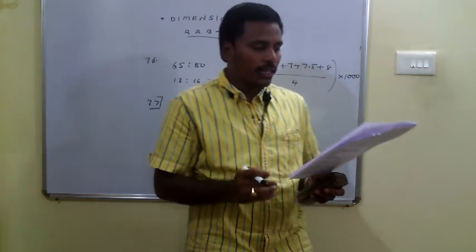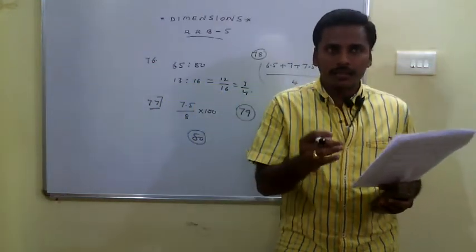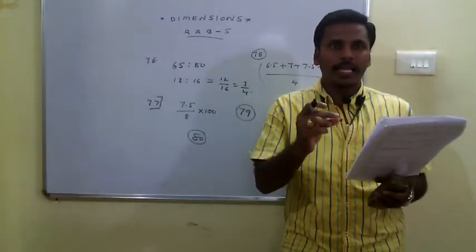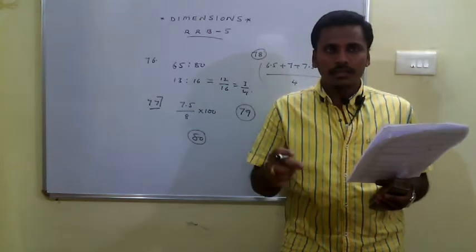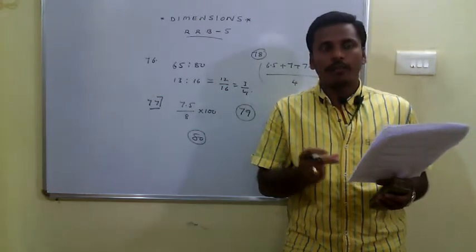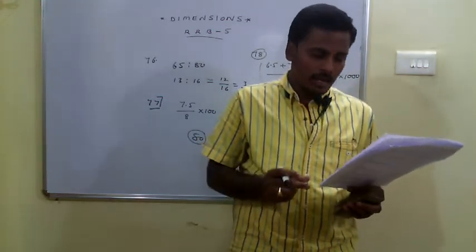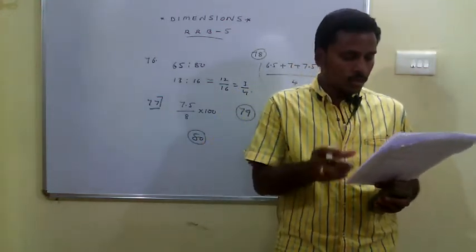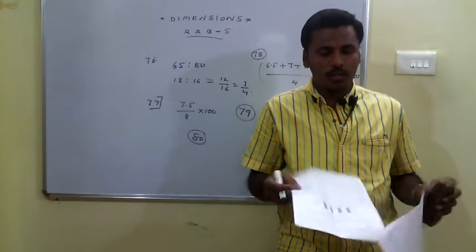In 2013-14, income is 7, expenditure is 6.5, the balance is 0.5. In all the 3 years, the balance is 0.5, total value is 1.5. 1.5 into 1000 is 1500. So the balance is 1500. So your answer is none of these. It is not there in the options.